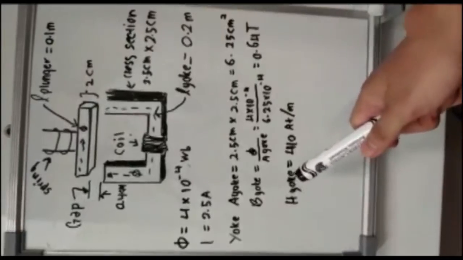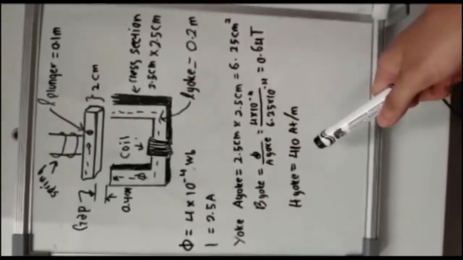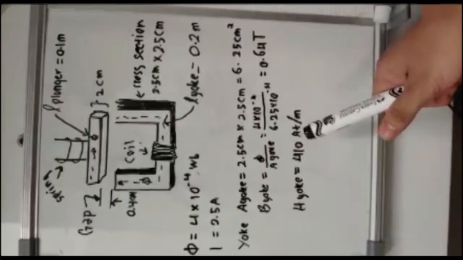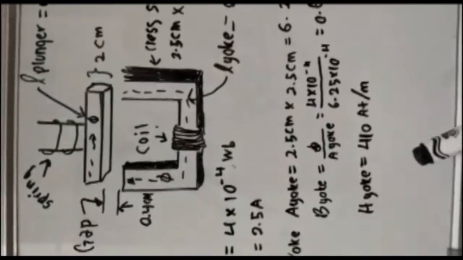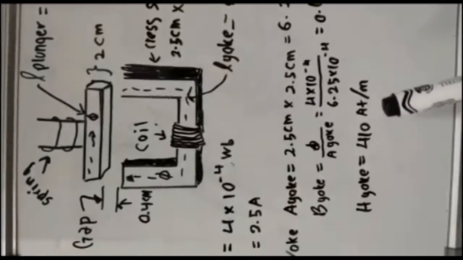The H yoke we can get 410 AT per M. Okay, H yoke from the table.